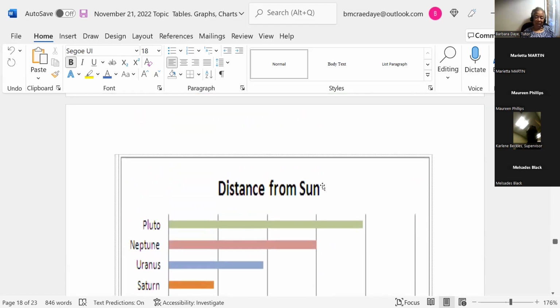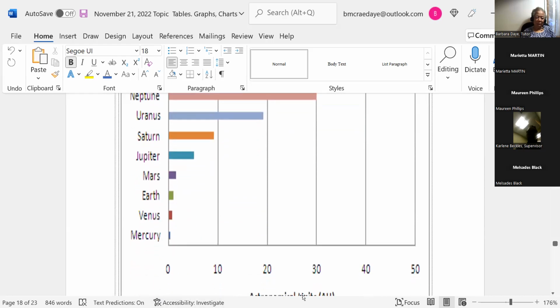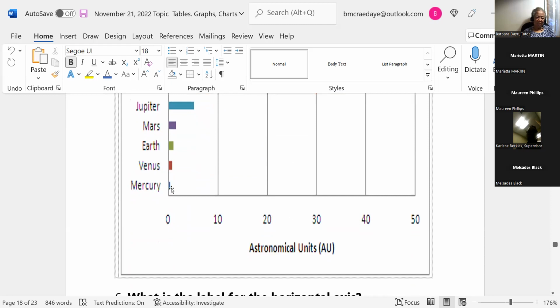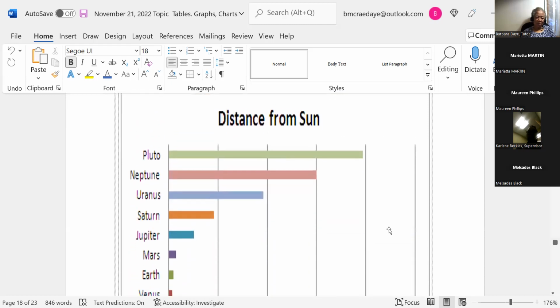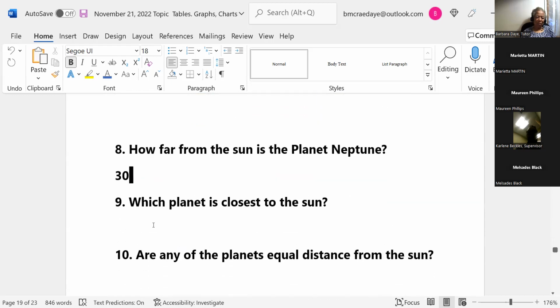Distance from the sun. Now I see, there's the planets. So these planets, what is being shown on the horizontal in astronomical units is the distance from the sun. The one with the smallest distance is Mercury, and the one with the highest distance is Pluto. So Mercury is closest to the sun.